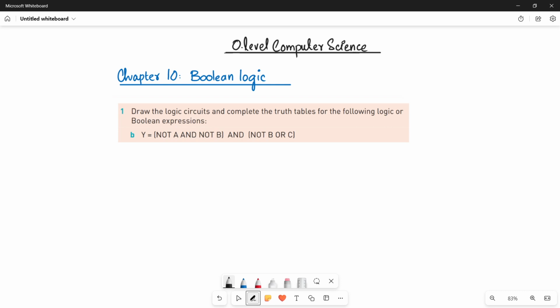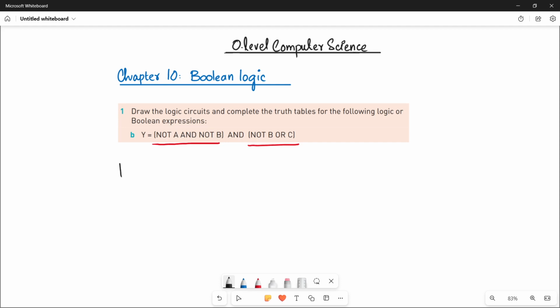That's your first bracket. Then there is an AND operator, and the second bracket is NOT B OR C. So both of these brackets are being connected with an AND gate. Let me quickly make the logic circuit first for the given expression. Remember that when you are making the logic circuit, first you will see the inner brackets. The first bracket that I have is NOT A AND NOT B. So I will be making the circuit for the first bracket.